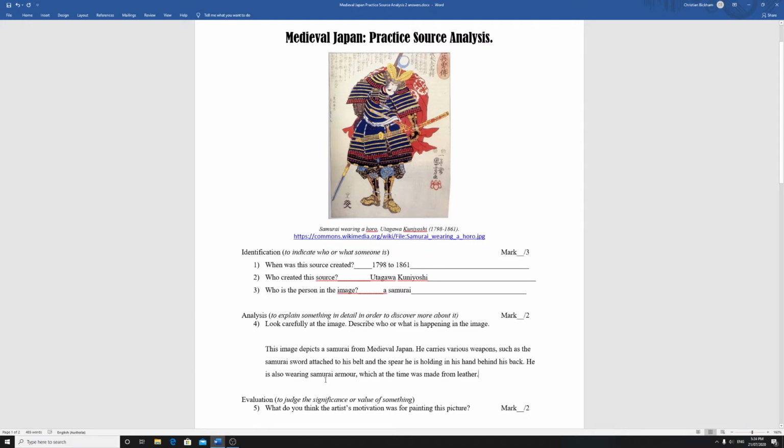He is also wearing samurai armor, which at the time was made from leather, and I've put leather here, but also from silk and leather. So the silk's on top and then leather underneath. You can see the silk braid there and there and there. So it's asked me to describe who or what is happening in the image, and I have described who he is, and then I've given examples or features from the image to support my answer. So I'm saying he's a samurai, and it's indicated by the various features such as the sword here and the spear and so forth. So these are all features of the image, and I get 2 marks for that.